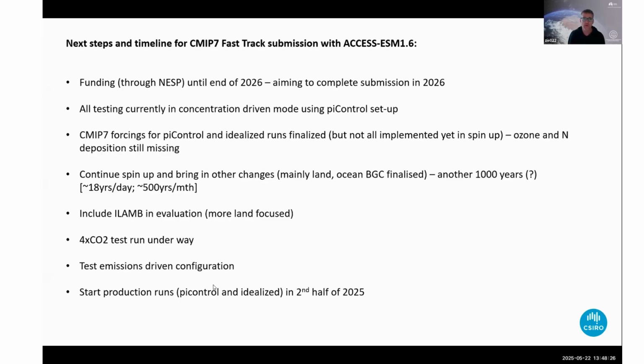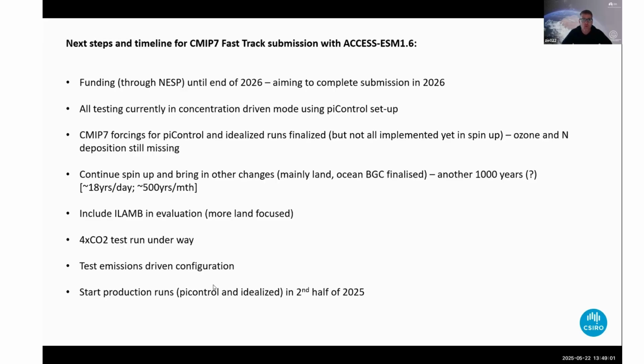The ocean BGC is almost finalized, apart from the change around ocean alkalinity that I highlighted earlier. We are planning to run in this kind of spin-up configuration for another 1,000 years. Because the ESM is relatively fast, we get about 500 years per month, so we can afford to run it for a bit longer to ensure that we're happy with the performance before we switch into the control run and into the production runs.